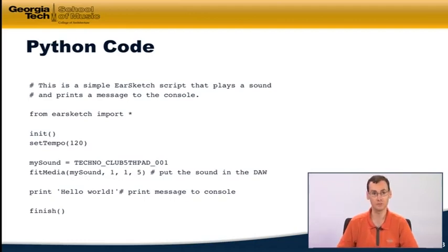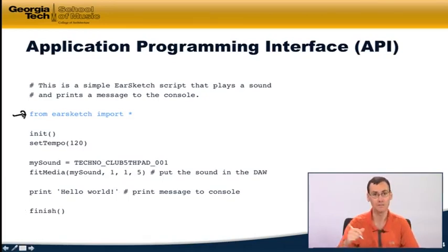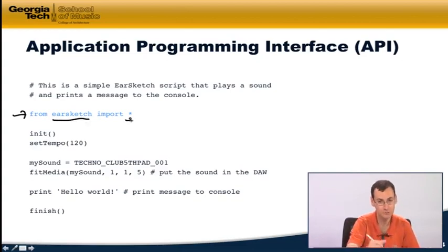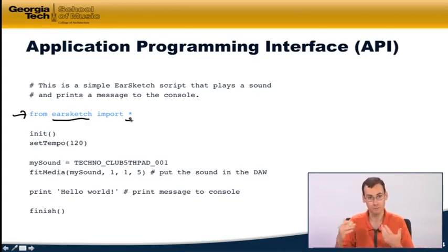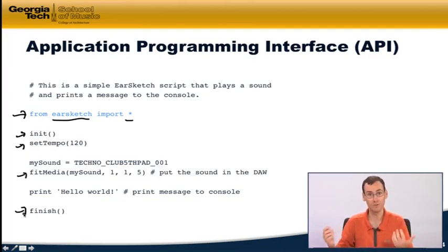So I want to go through this in a bit more detail now, kind of section by section. So the first thing I wanted to talk about was this application programming interface. This line from EarSketch import star needs to be the first real line in every EarSketch script that you write. It brings in all the functionality of EarSketch and says, basically, from the EarSketch package, I want to import star. I want to import everything from it so it's available for me to use in the script. If you didn't have that line there, when you called some of these EarSketch specific functions like init or setTempo or fitMedia or finish, you'd get an error message because Python wouldn't know what those were since it hadn't loaded in that EarSketch API yet.